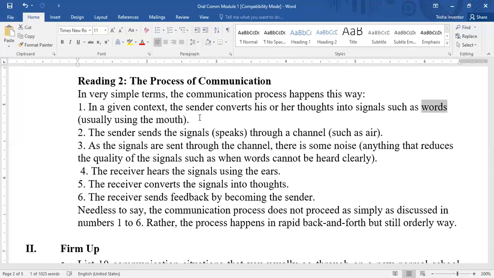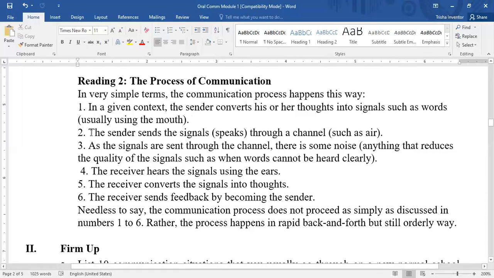And for the mute and the deaf, the signal that they are using is sign language. Usually using the mouth for us who can speak. So sender, I will explain in an easy way, para masabtan ning dali, number one: I am talking to you using words, using my mouth.